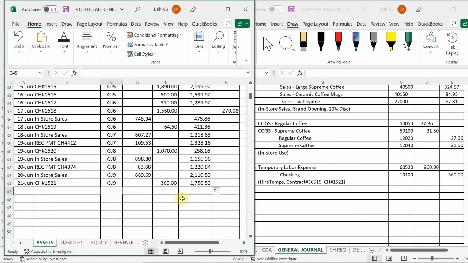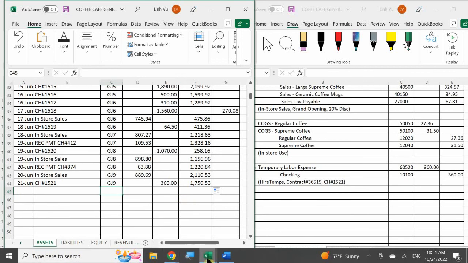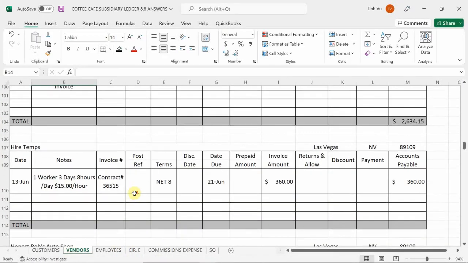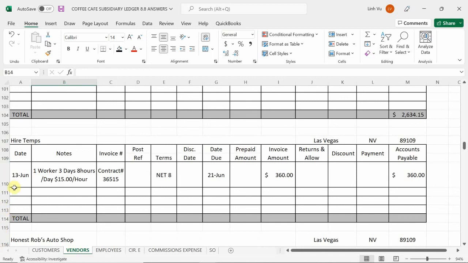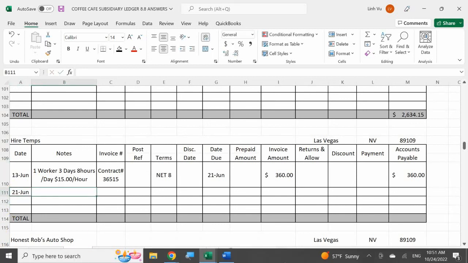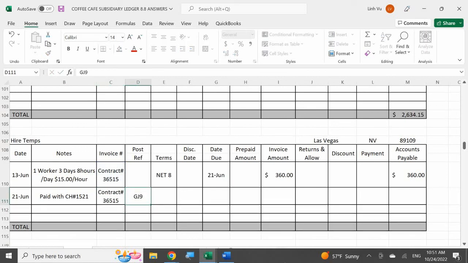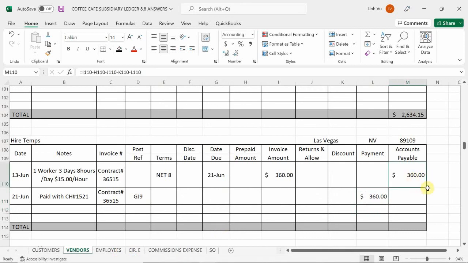Did we go to our subledger? No, we didn't. So let's go ahead and finish that off so we can recognize that we made a payment to Hire Temps so we don't owe them any more money. Today's the 21st, right? You could say paid with check number 1521. Contract number is the same. General journal, page 9. No terms because we're making a payment. So the payment is going to be $360, which should bring your account balance to 0.